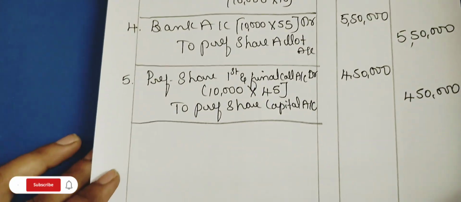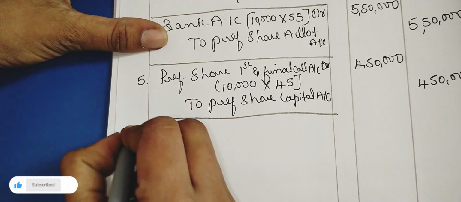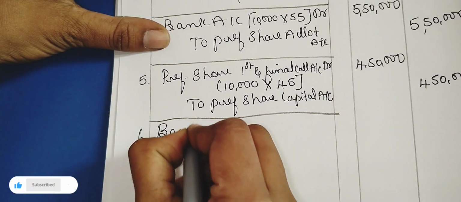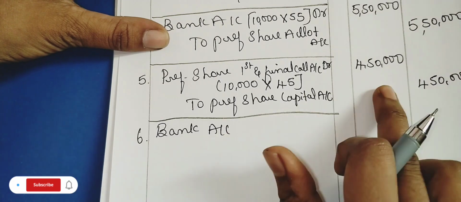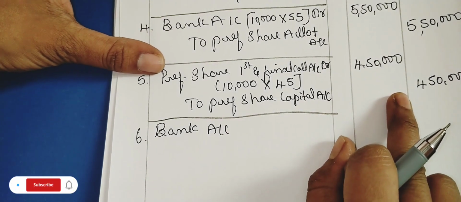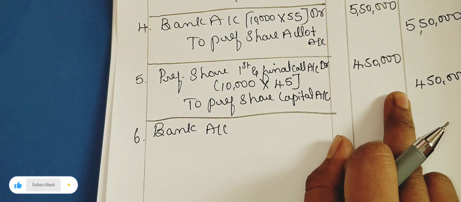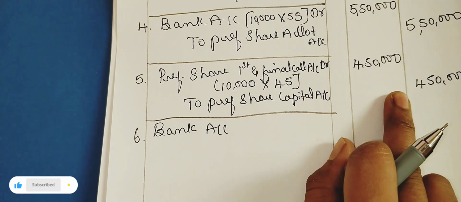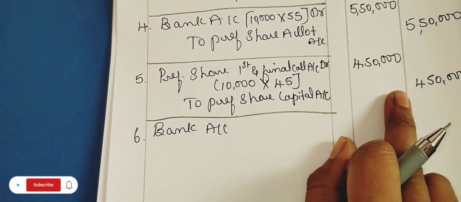The next entry is the receipt entry. But here we have not received the whole amount, whatever due we have recorded here, because we have forfeited due. That is, it is due from the shareholder. So how many shares are due? 500 shares.